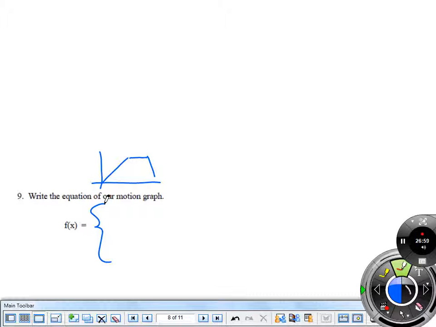Piece number 1 was 0.5x plus 1.6. Piece number 2 was just y equals 2.7. Notice I don't write the y equals every time. The f of x is like the y equals, and it's being used for each piece. And the third piece was negative 0.6x plus 4.19.